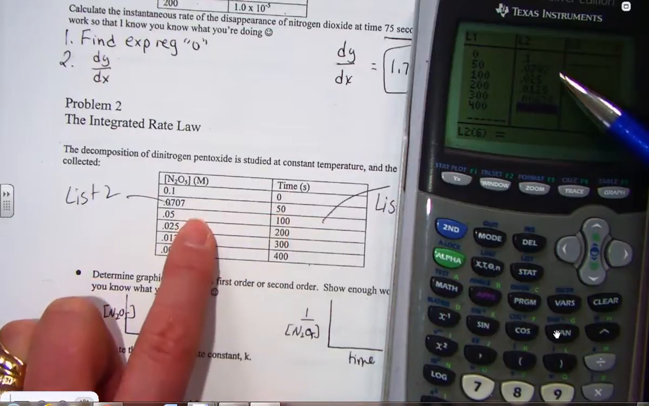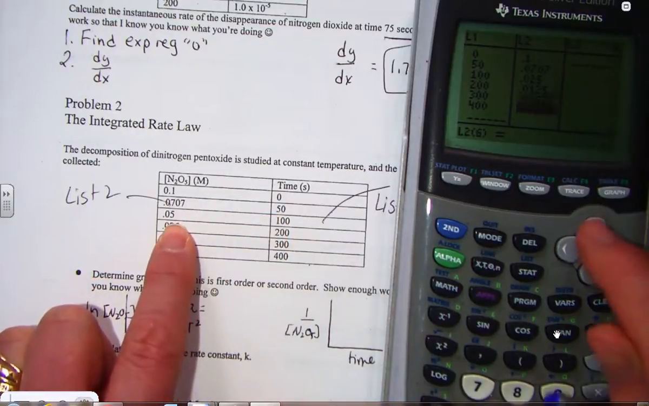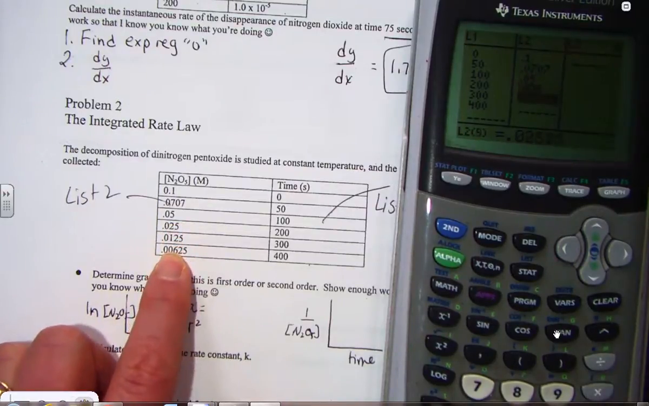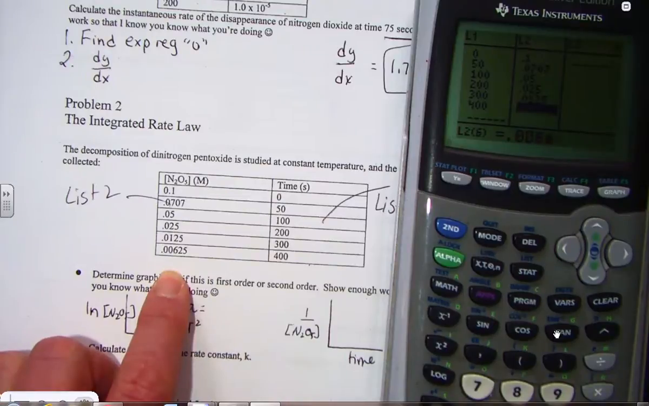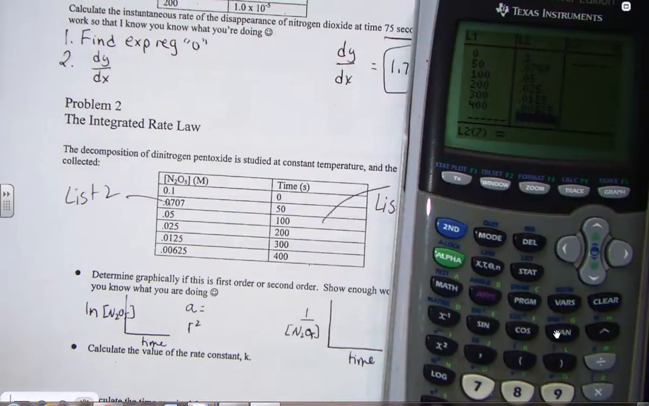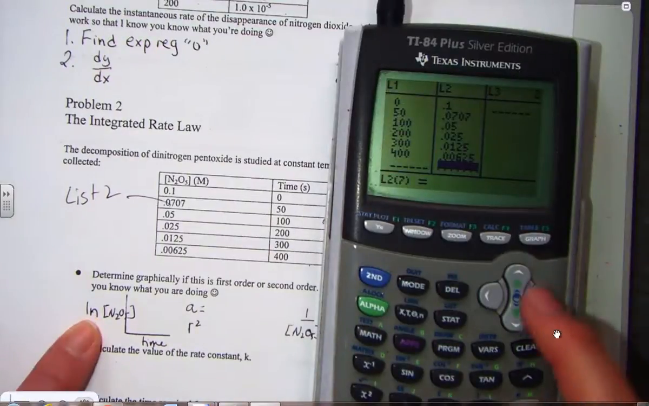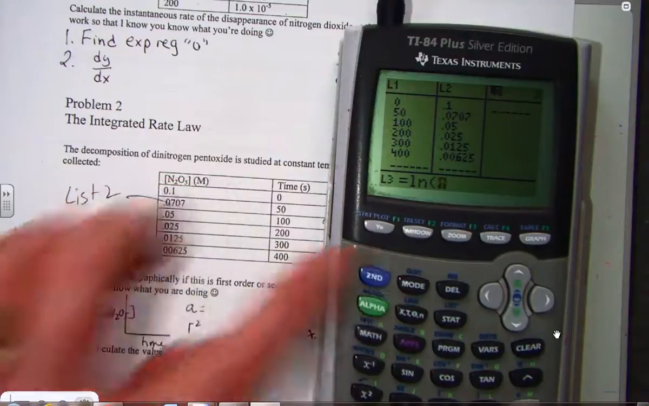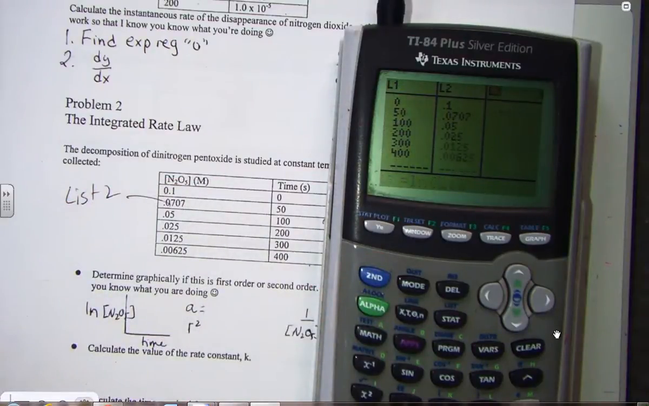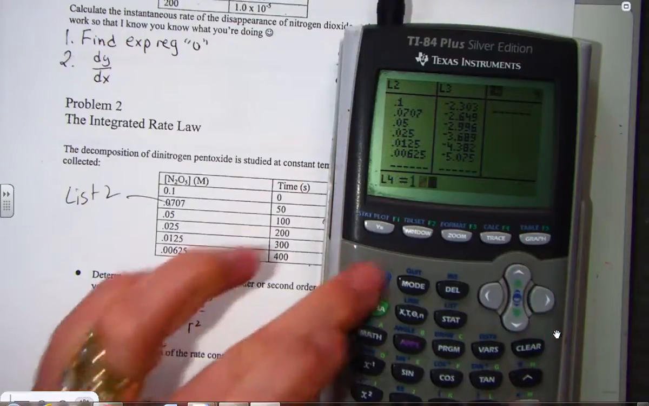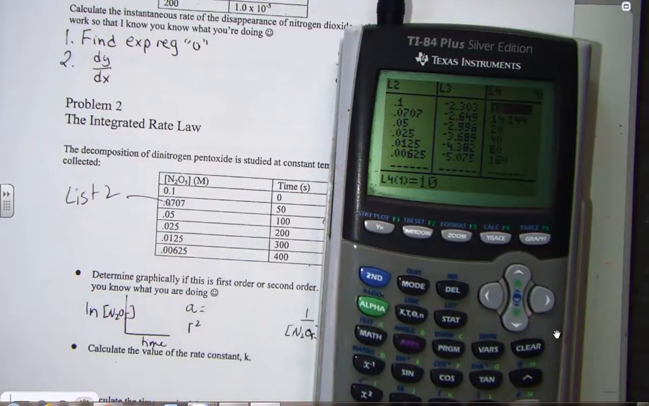Times 0 is 0.1, 0.707. I missed one right up here, darn it. 0.05, 0.025, 0.0125, 0.00625. I caught that because I didn't have the same number of entries in both lists, and we would get an error. So now into list 3, I'll put the natural logs of list 2. So my cursor up here, natural log of list 2, and I have all of that entered in. And I'll do the same into list 4, 1 divided by list 2, and it will get me the reciprocals.